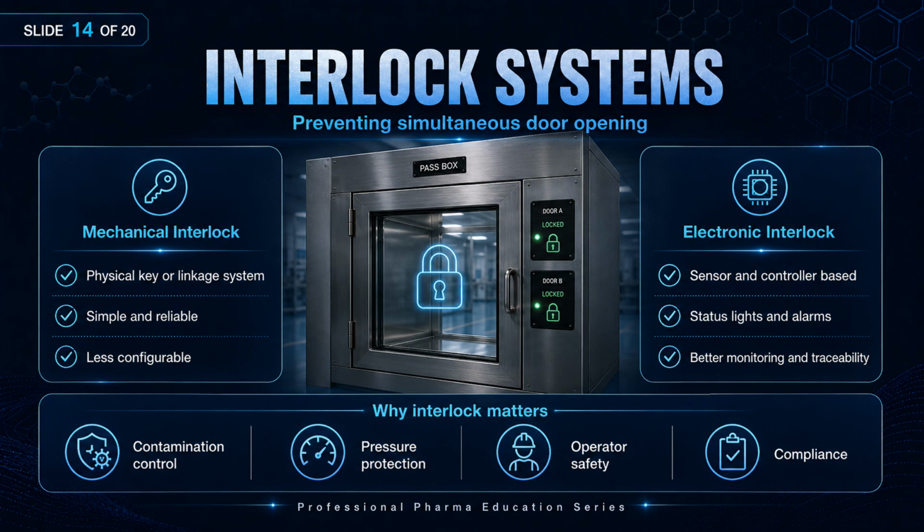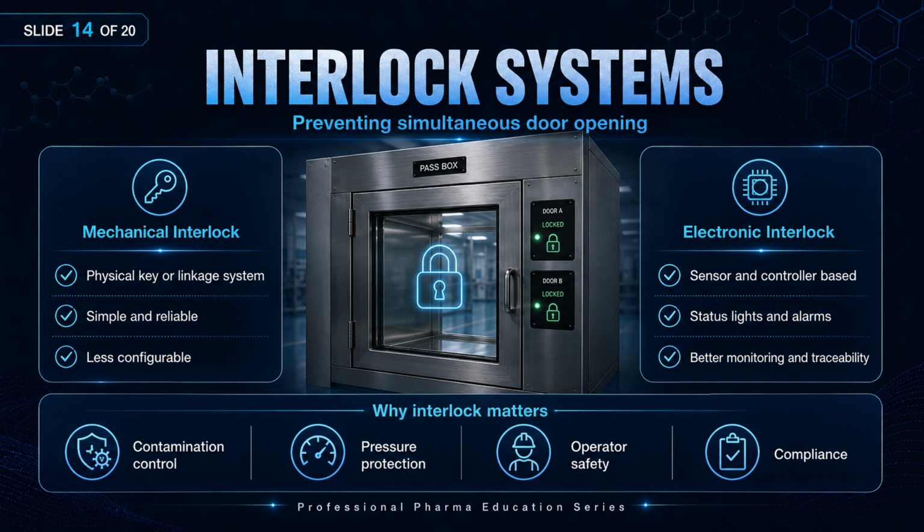Mechanical interlocks use physical linkages or locking devices to prevent simultaneous door opening. Electronic interlocks use sensors, controllers, alarms, and status indicators to provide improved monitoring, diagnostics, and operational traceability.